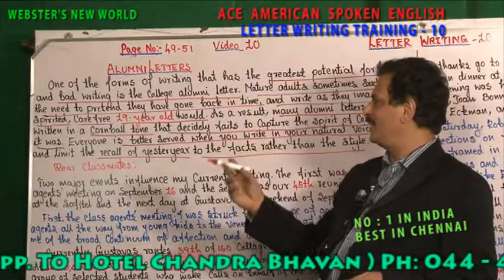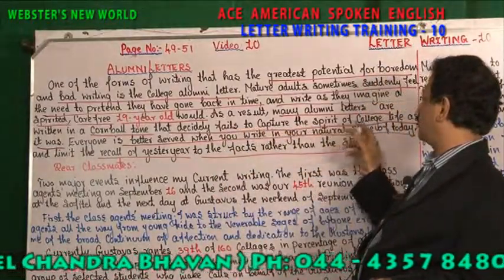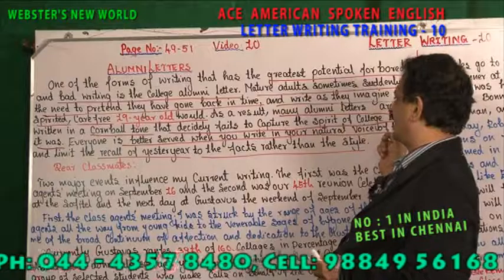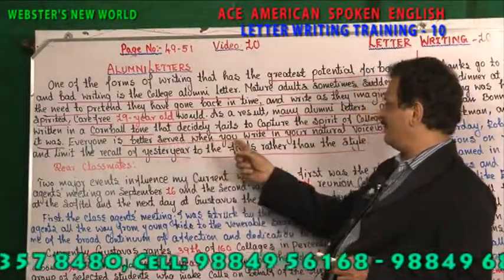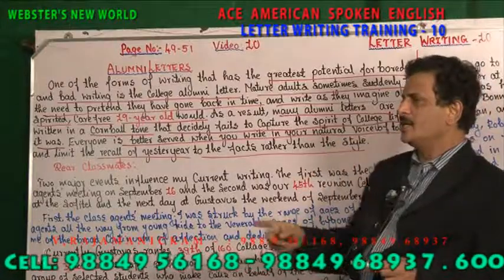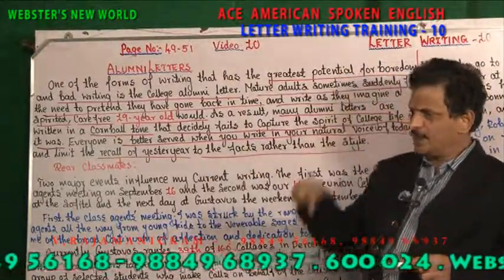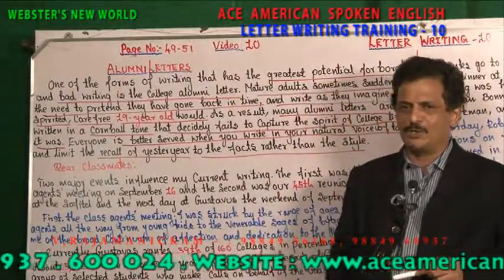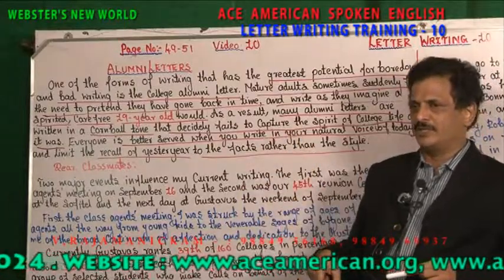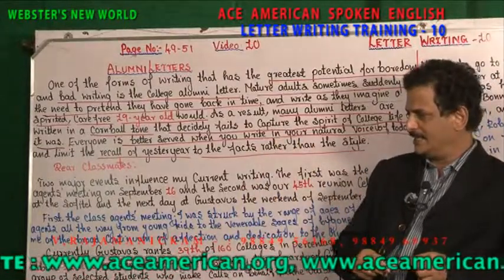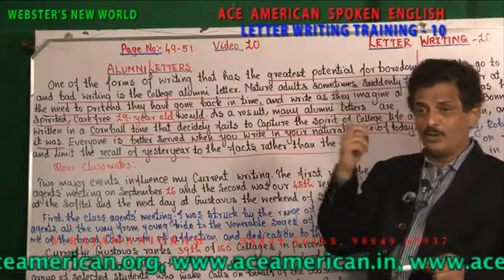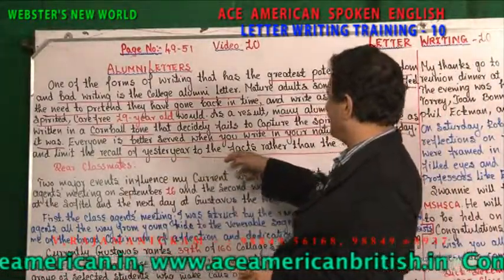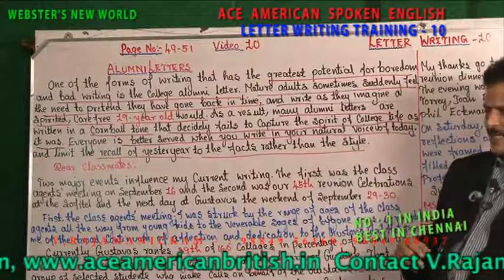So those type of English that decidedly fails to capture the spirit of college life. So it never captures the spirit of college life as it was. Everyone is better served when you write in your own natural voice of today. Now what is your maturity? With this maturity, if you write, that captures, right? You shouldn't be going back in your past tense, past before 20 years when you were in the school, and write in such a way with broken type of communication. Now you are matured. You should write letters in a matured way and limit the recall of yesteryear to the facts rather than style. You got it, sir?